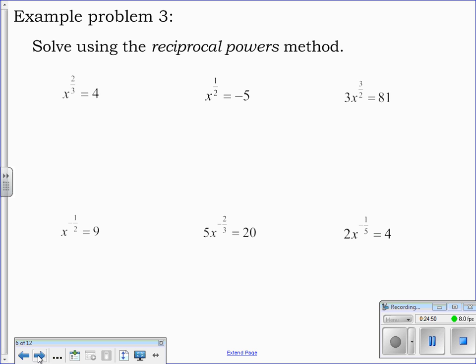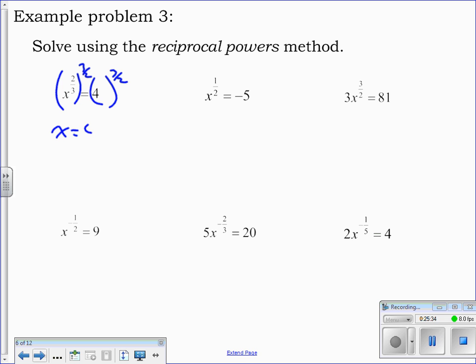Solving using reciprocal powers. I want to get x to the first power. In order to get x to the first power, I need to get rid of the power that's there. I need to make that a power of 1, which means I multiply that power by its reciprocal to get 1, which means I'm raising both sides to that power. What times 2/3 is 1? 3/2. It means I'm raising them both to the 3/2 power, because when I raise a power to a power I multiply. 3/2 times 2/3 is 1.